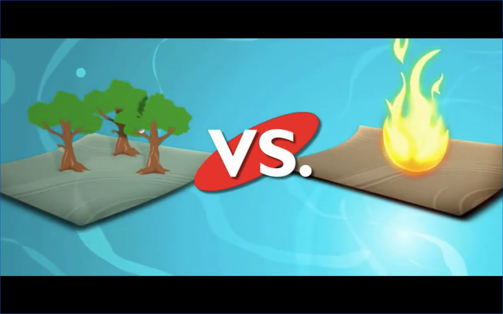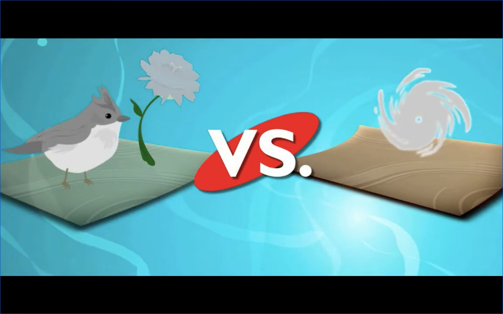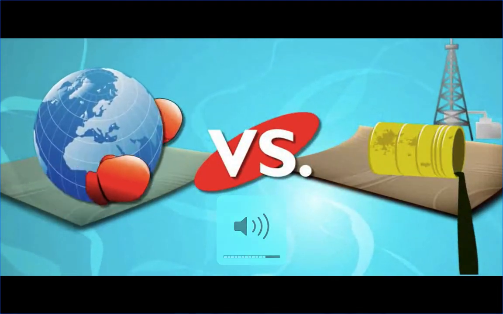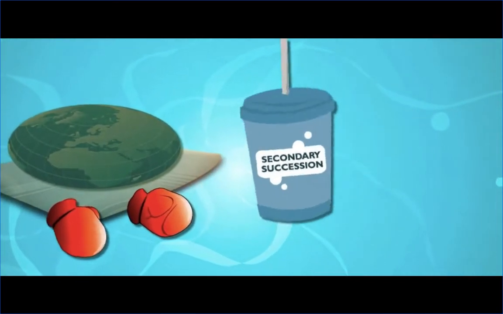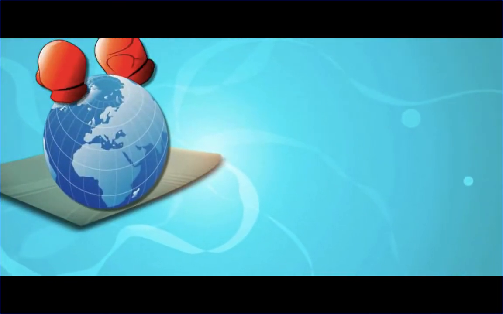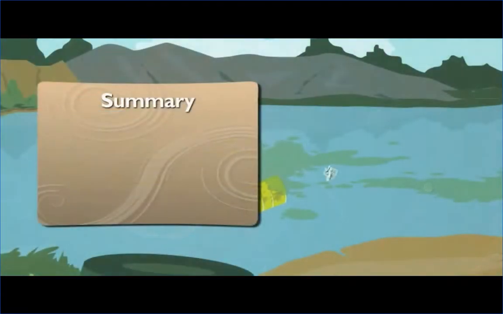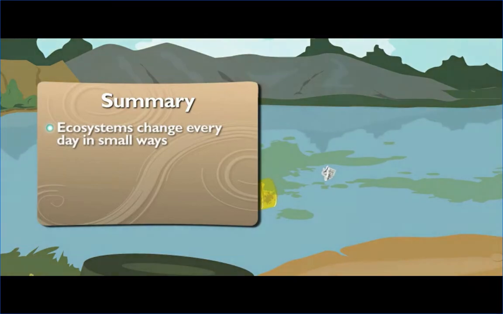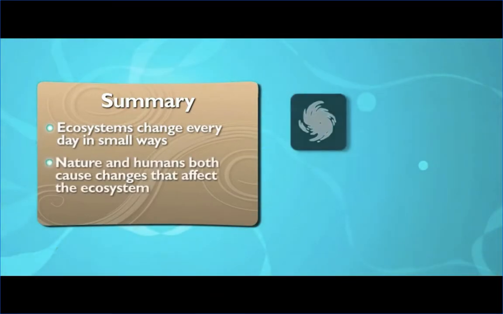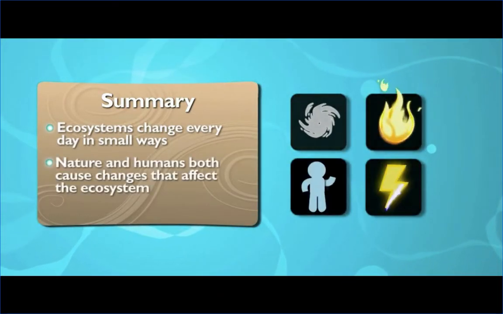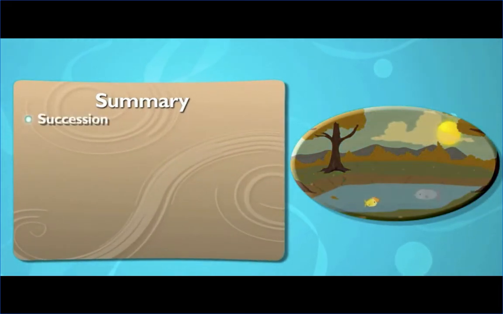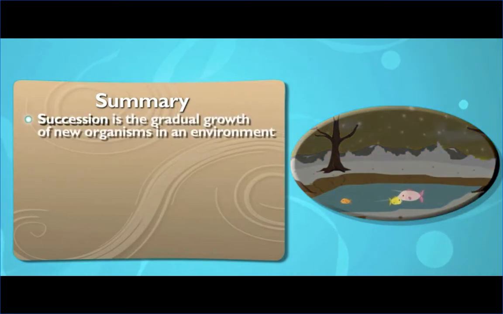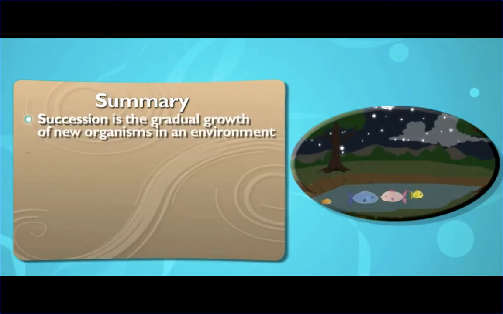Fires can burn down forests, hurricanes can wipe out animals and plants. Even pollution like this can threaten to destroy an ecosystem. Yeah, but with secondary succession, ecosystems can fight back, regenerate, and start over again. I hope secondary succession gives the lake a second chance. Ecosystems change every day in small ways. Nature and humans both cause changes that affect the ecosystem. When those changes happen, they cause succession to take place. Succession is the gradual growth of new organisms in an environment.